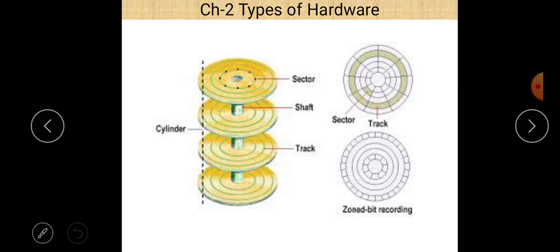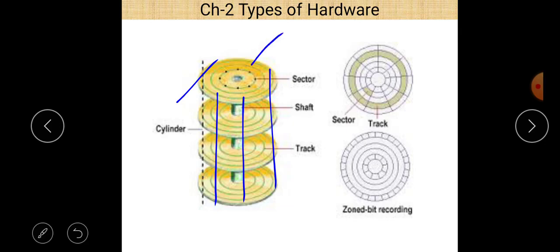Tracks are the concentric circles, and sectors are the pie-shaped regions. When we connect the tracks of each platter at the same position, we can find the cylinder. So there are different cylinders, you can easily see here, and we are not able to read and write data on the first surface of a disk and the last surface of a disk. And we can read and write data only on the surface of the disk, not inside of the disk. And the surfaces of a disk are basically coated with a magnetic material.